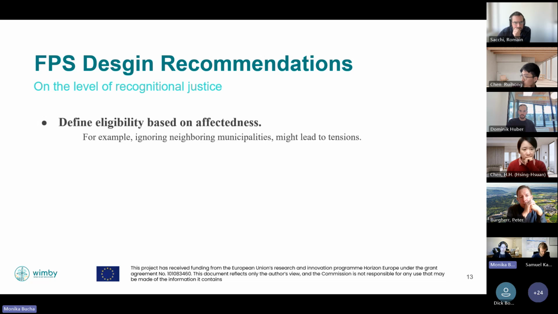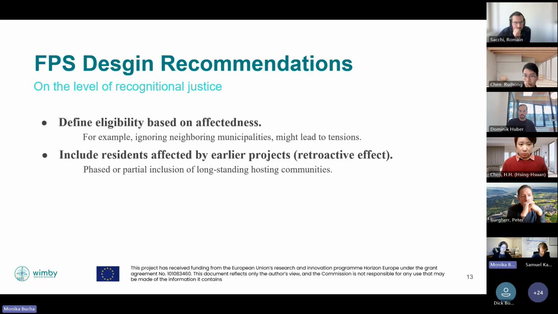Again, ignoring the neighboring municipality might lead to tension. Then one should include residents affected by earlier projects. Austria, for example, has included a retroactive effect of its law, meaning that it doesn't only address new wind parks, but also those that have already existed for 10 years.